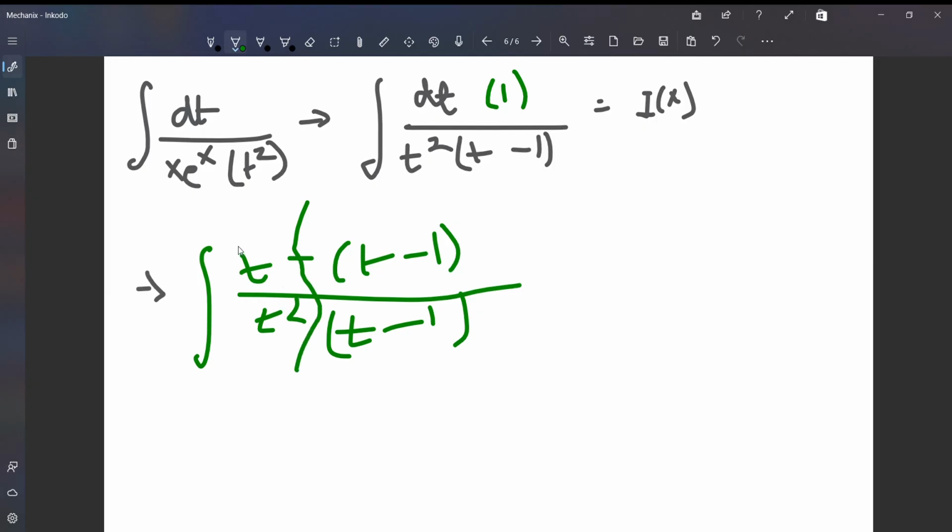So one will be this integral, and the other will be the negative of this integral. So let us continue developing our solution.